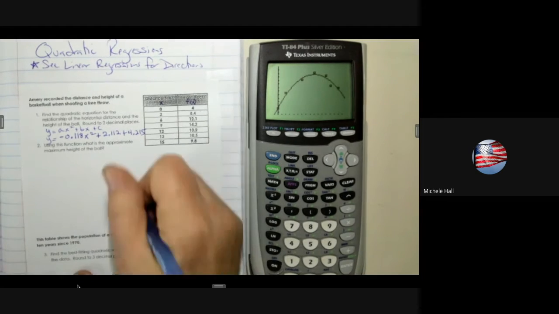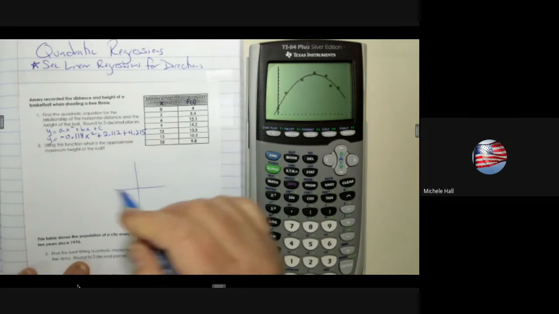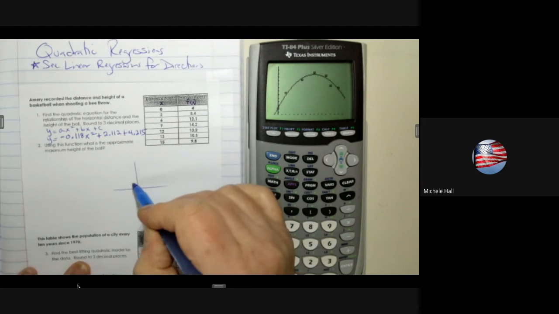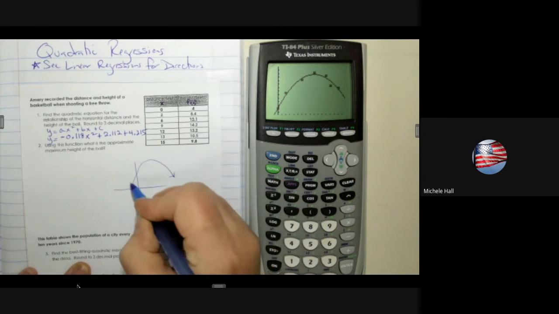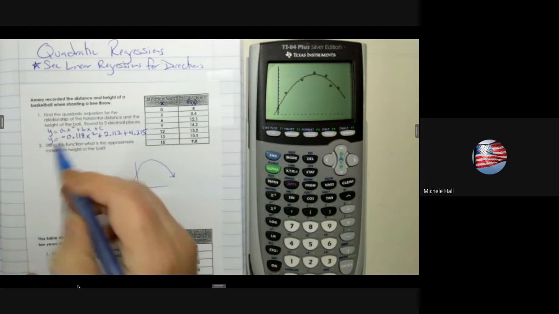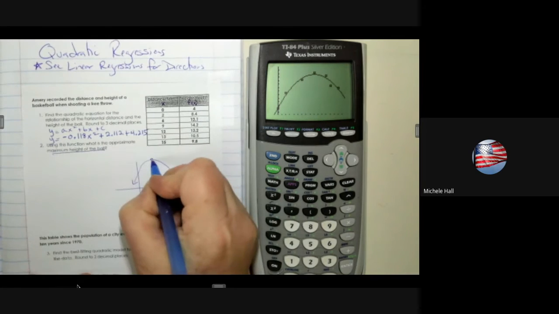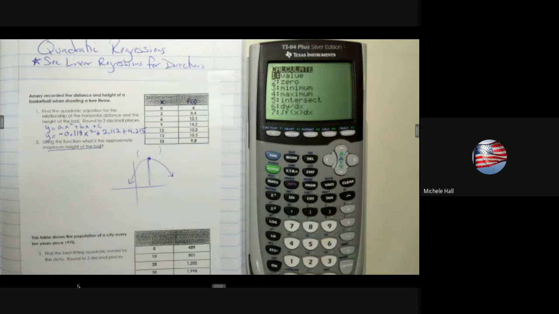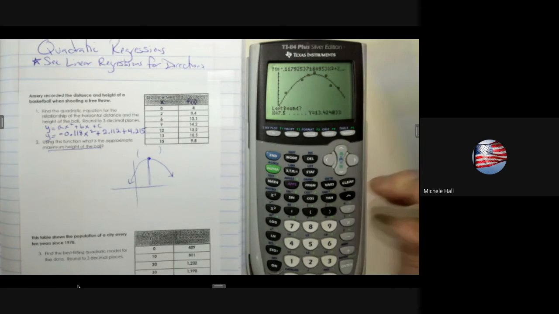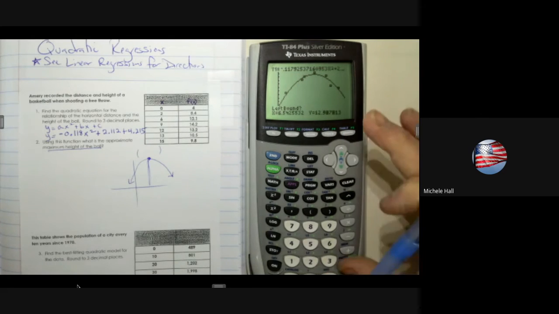We have a graph, and we can see that it is going up, coming back down. It's asking for the maximum height of the ball. We're looking for the maximum height. So if I do calculate here on the main screen, calculate, second, trace. What are we trying to calculate? A maximum, number 4. It's asking for left bound, so I need to be on the left-hand side. I'm just going to scroll over a little bit more, hit enter.